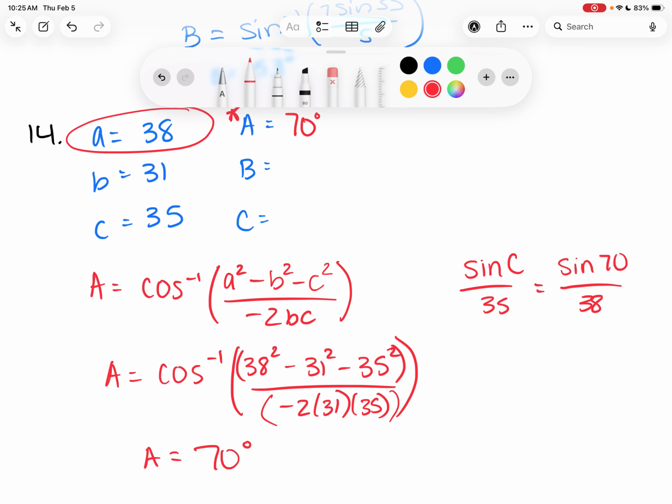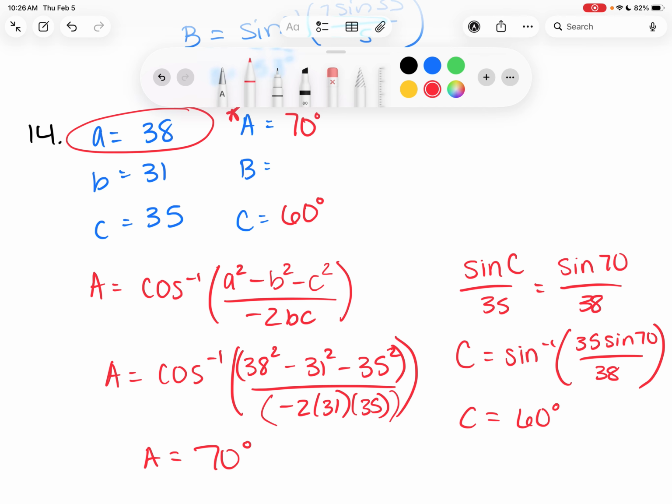Okay? So we have c is the inverse sine of 35 times sine of 70 over 38. And what did you say we get? 60. So 60 degrees for that one. And then now I can go through and easily find b by just doing 180 minus 70 minus 60. And we get what? 50. So 50 degrees for that one.